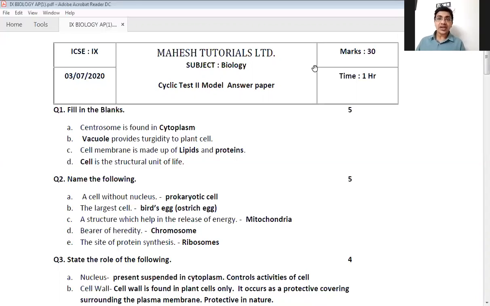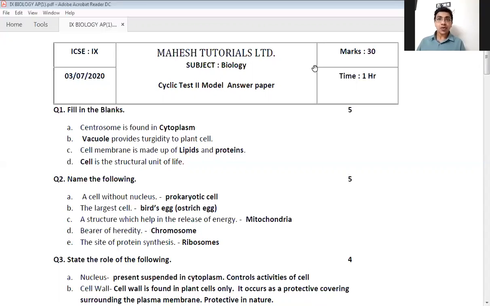Centrosome is found in dash. The answer is cytoplasm. It is a part of cytoplasm where it is present. So that is what is a clear answer. And if you write that properly, underlining cytoplasm, 1 mark will be given to you. Right? Let's go to the next question, people.